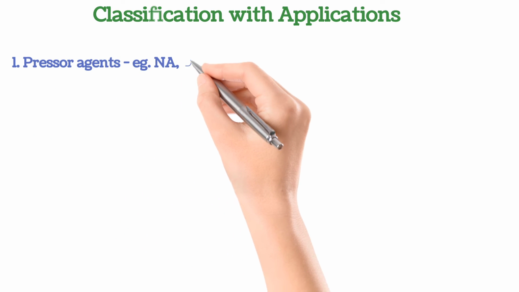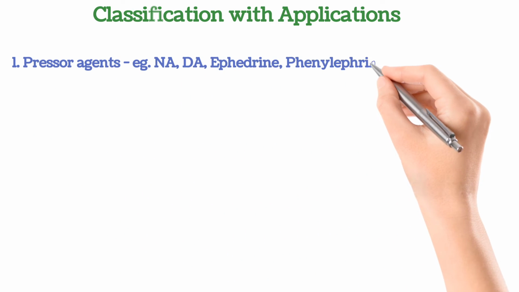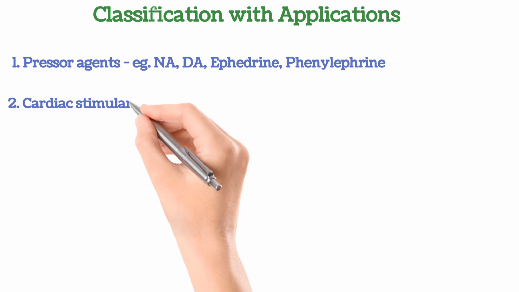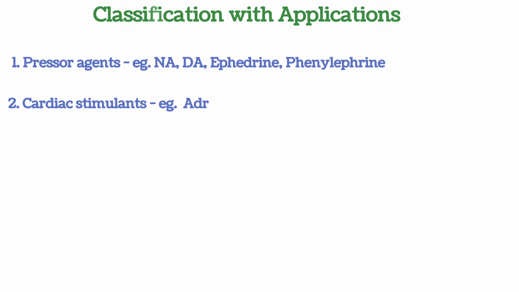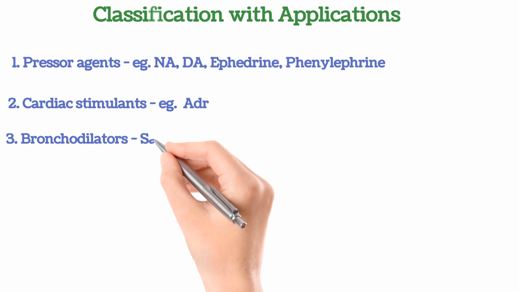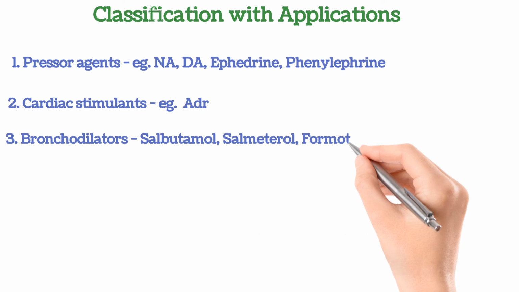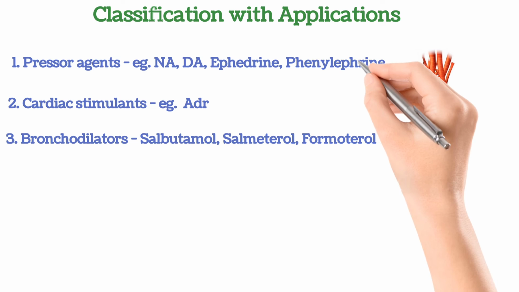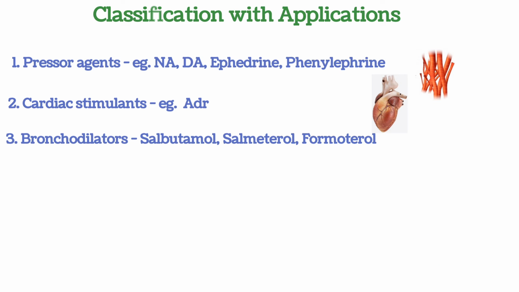Alright, so the next step is we have to understand its classification with applications. First class is pressure agents. Examples are noradrenaline, dopamine, ephedrine and phenylephrine. Second, it is used as a cardiac stimulant. Example is adrenaline. It is also used as a bronchodilator, which we had discussed in my previous slide. Examples of these drugs are salbutamol, salmeterol and formoterol, and these drugs are generally used as anti-asthmatic drugs, bronchodilators.